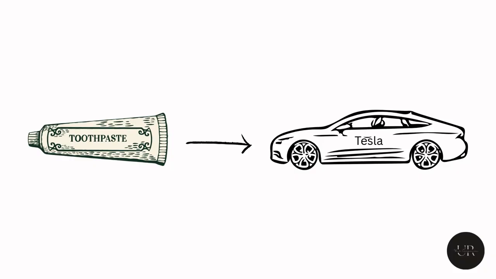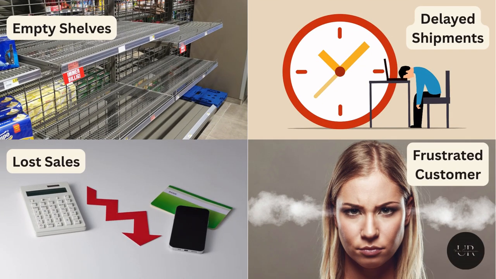Every product you buy, from toothpaste to Tesla, goes through a supply chain. But most of the time we don't notice it because it's working quietly in the background. But when it breaks, the results are everywhere, like empty shelves at the store, delayed shipments, lost sales, and frustrated customers. That's why supply chain matters. They aren't just about moving goods from one place to another, they are about keeping promises to the customers.